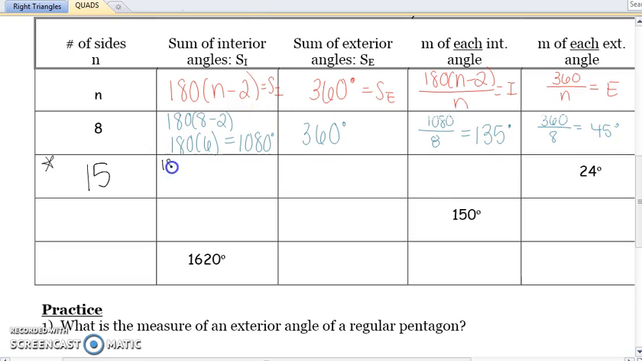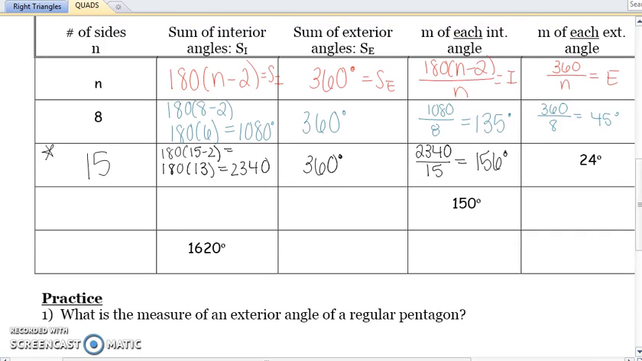So we'll use our formula for the sum of the interior angles. So we will do 180 times 15 minus 2. And we will find that, again, that's 180 times 13. And that's equal to 2,340. Sum of the exterior, always 360. It's our fun one. And then we will take our sum of the interior angles and then divide it by the number of sides, 15. That's 156.